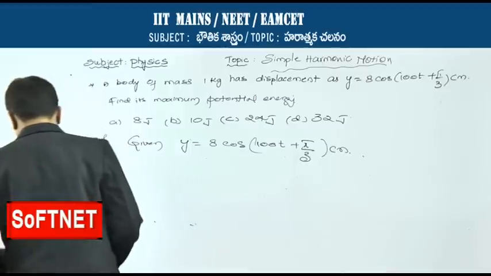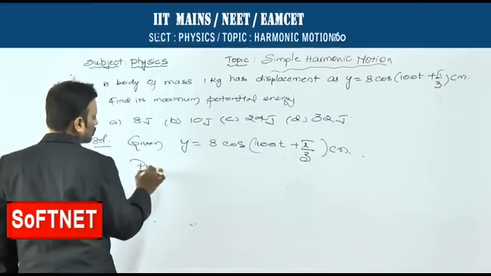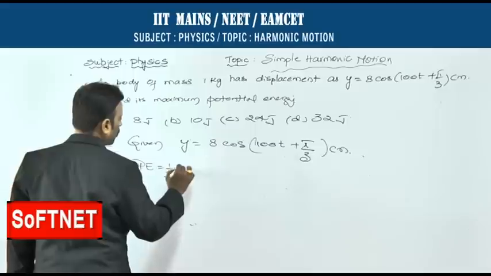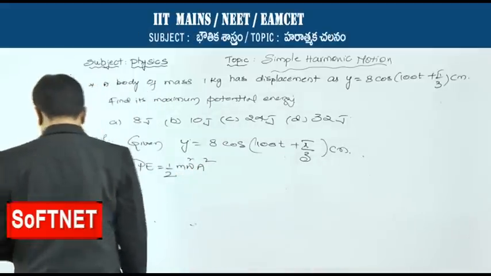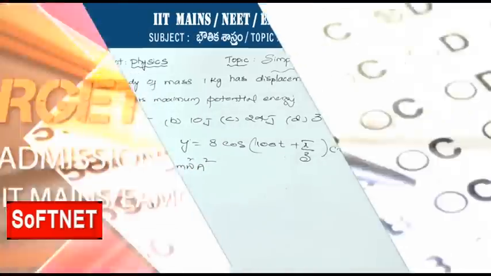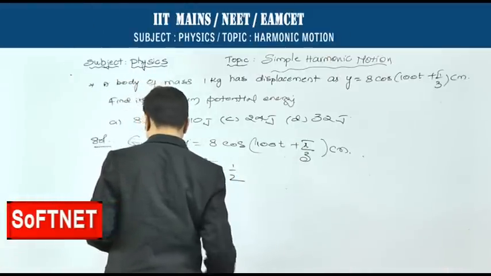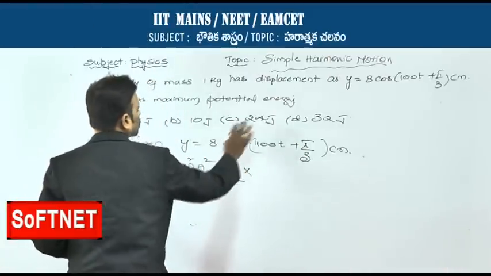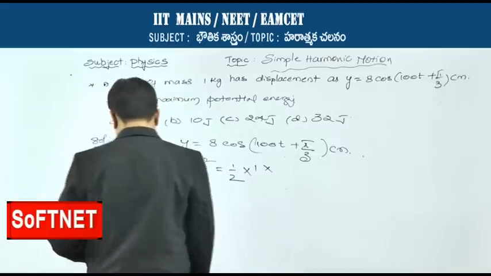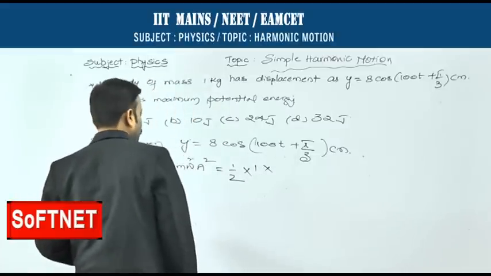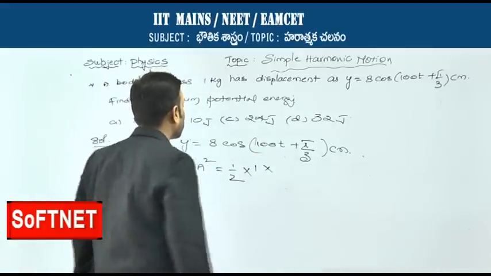As you are asked to calculate maximum potential energy, the formula for maximum potential energy is equal to half m omega square a square. So, compare this equation with that. Half, mass is given as 1 kg, then omega square. Y is equal to a cos omega t plus phi.